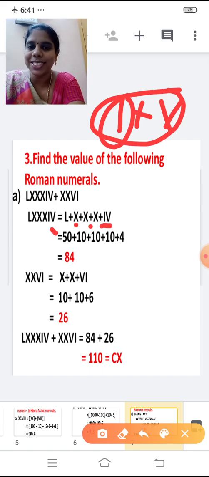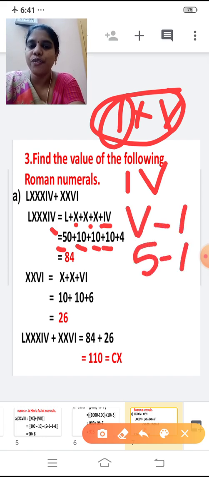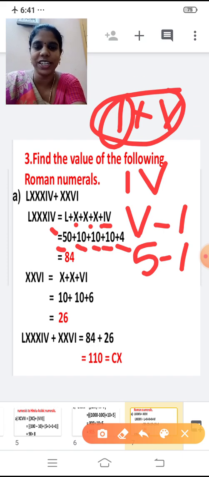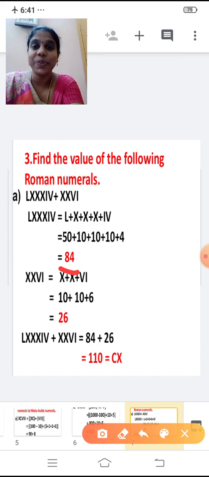So now the value for L is 50, the value for X is 10, and one more X, 10. What is the value for IV? The smaller one is placed before the larger one, so subtract the smaller one from the larger one. 5 minus 1 is 4. Write that 4. Now add all together. 50 plus 10, 60. 60 plus 10, 70. 70 plus 10, 80. 80 plus 4, 84. So the value of LXXXIV is 84.